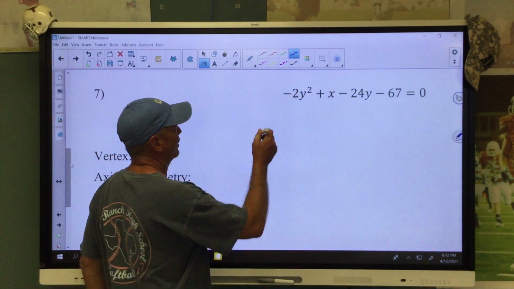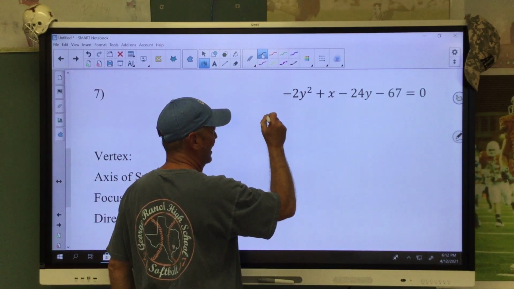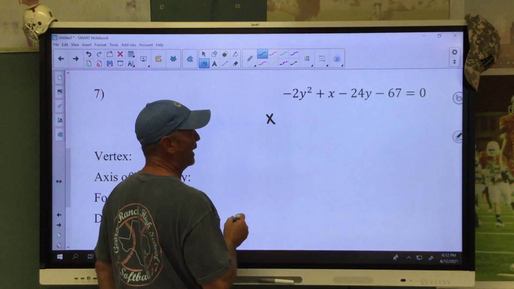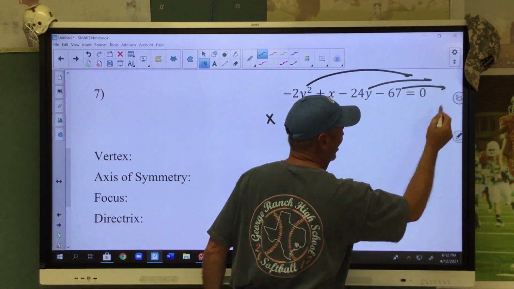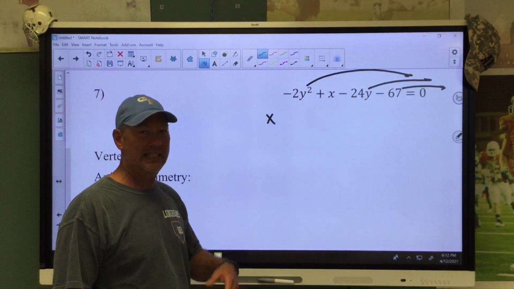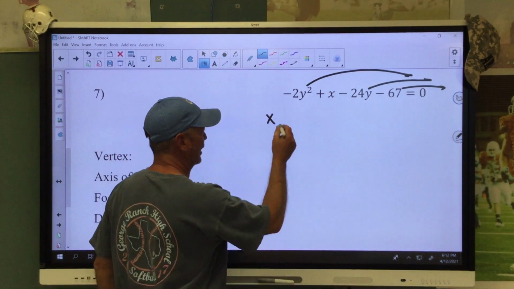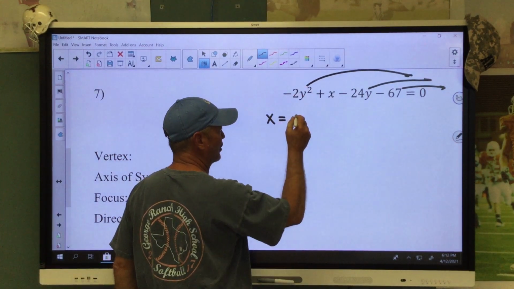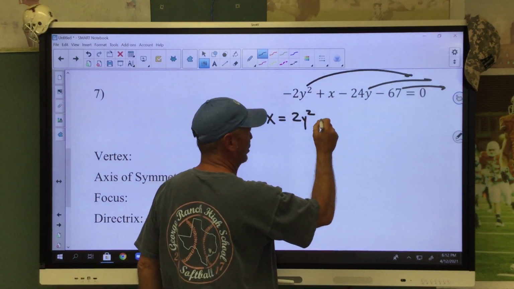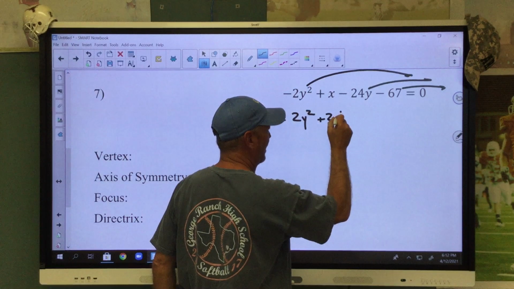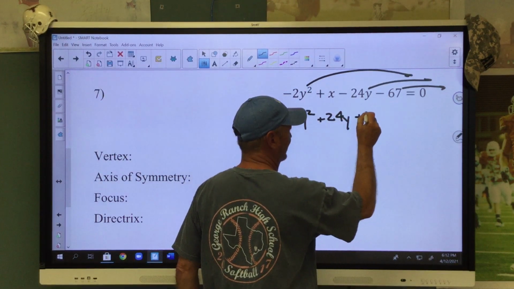So in this case, my x is not squared, so we're going to say x, and then we're going to move everything that deals with the y, everything else goes to the right. So you're going to take the opposite and push it to the other side of the equation. So this is going to give me x equals, this is going to turn into a positive 2y squared. This will turn into a positive 24y. This will turn into a positive 67.